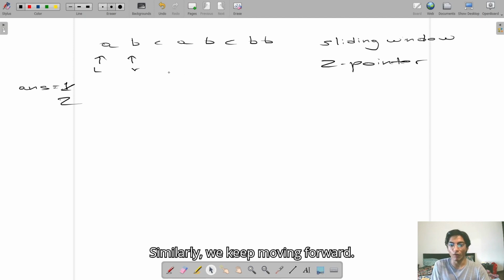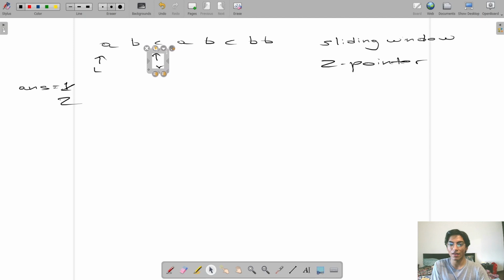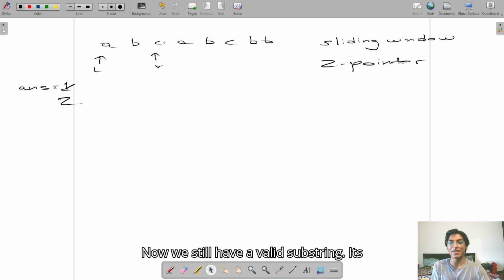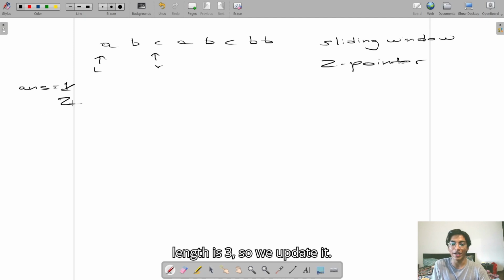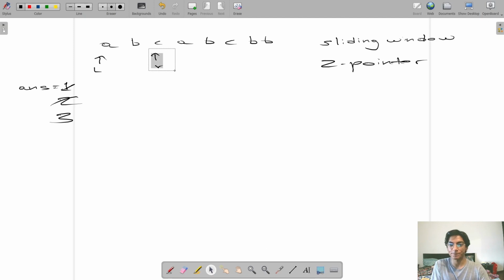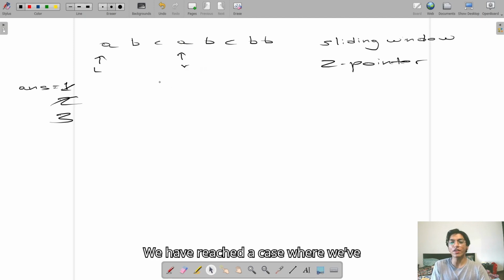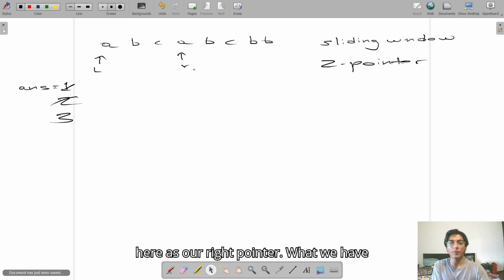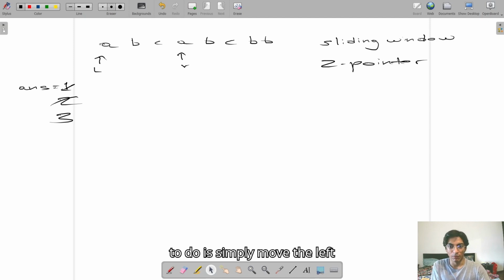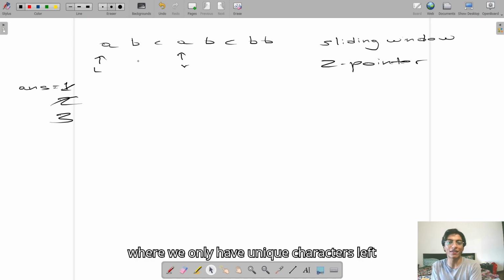Similarly, we keep moving forward. We go to C. Now, we still have a valid substring. Its length is 3. So we update it. Now, this is where we reach a tricky point. We have reached a case where we've encountered a character that is now repeating. So what do we do in such a case? In such a case, we have to update the left pointer. We say that, okay, we have the character A over here as our right pointer. What we have to do is simply move the left pointer to such a position where we only have unique characters left in the substring, right?